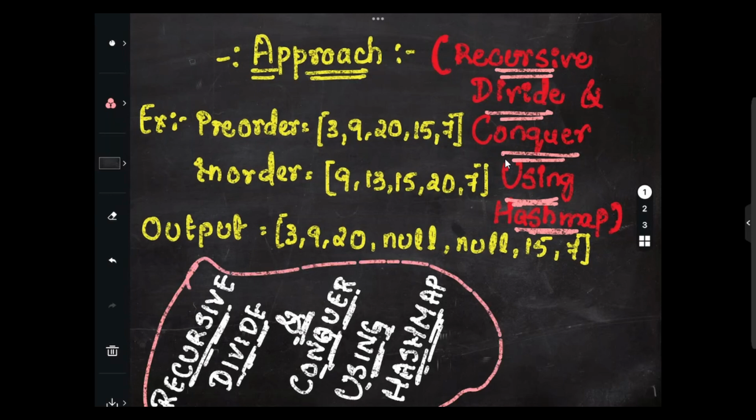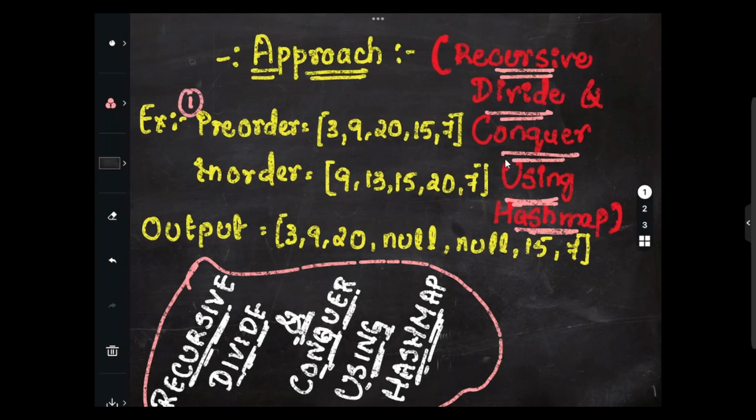So this is the method that we'll be going with. Now we have solved many problems using recursion. We also know the divide and conquer method as well. First itself we have solved the hash map problems as well. So in this case, the approach that we'll be making use of is recursive divide and conquer using the hash map, right?